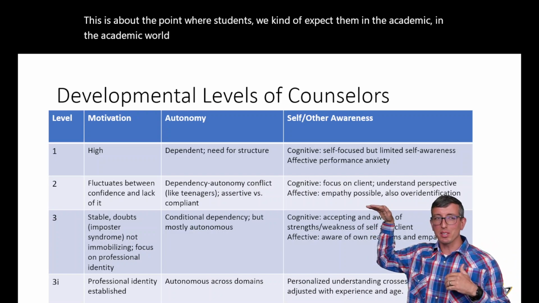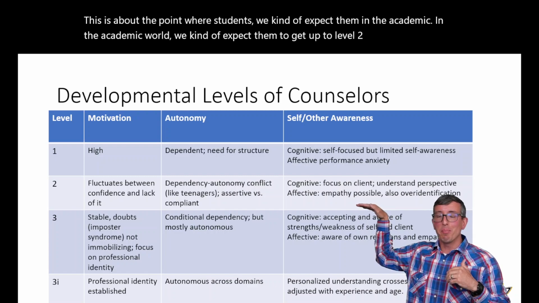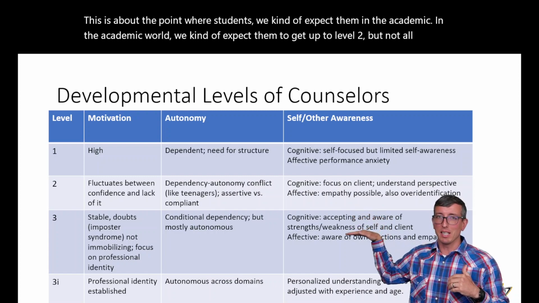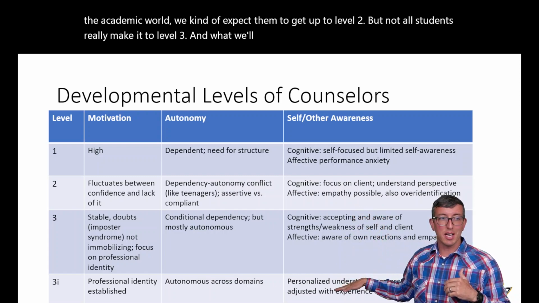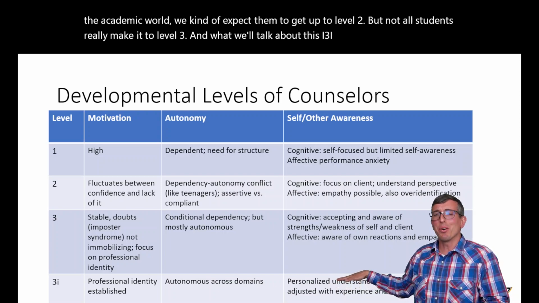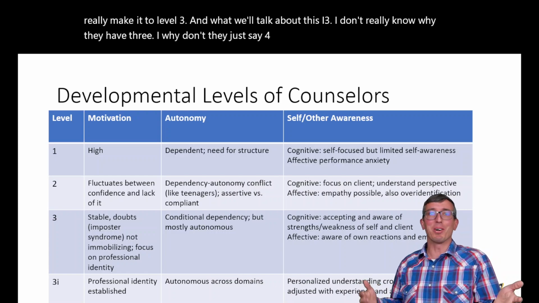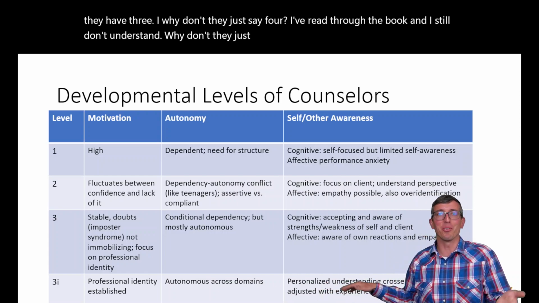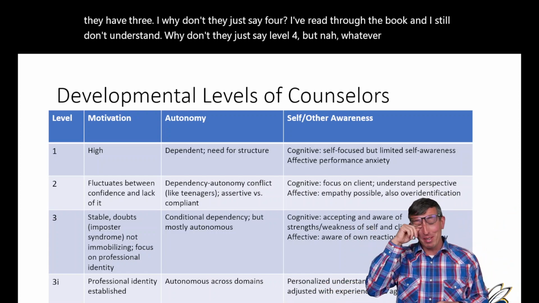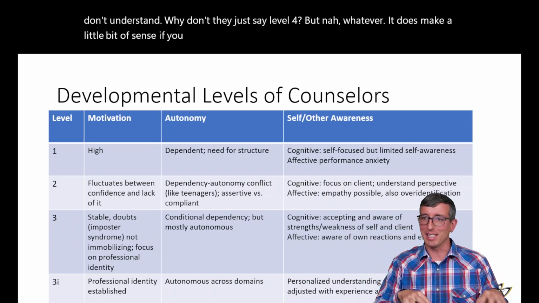This is about the point where students, in the academic world, we kind of expect them to get up to level 2. But not all students really make it to level 3. And what we'll talk about, this 3I, I don't really know why they have 3I. Why don't they just say 4? I've read through the book and I still don't understand why they don't just say level 4. But whatever. It does make a little bit of sense if you dig into the details. We're not going to go there.